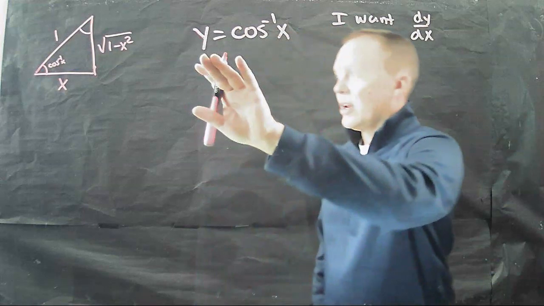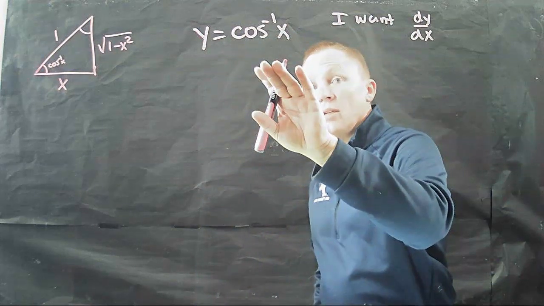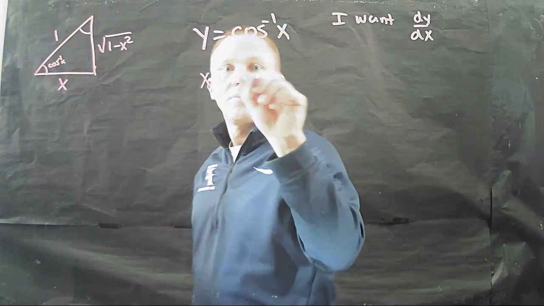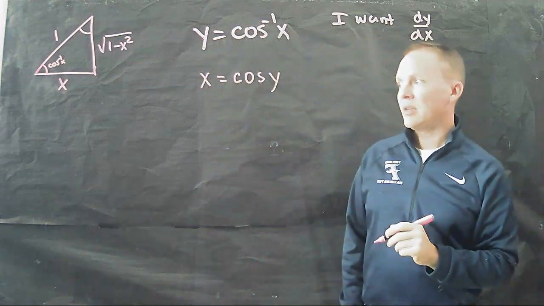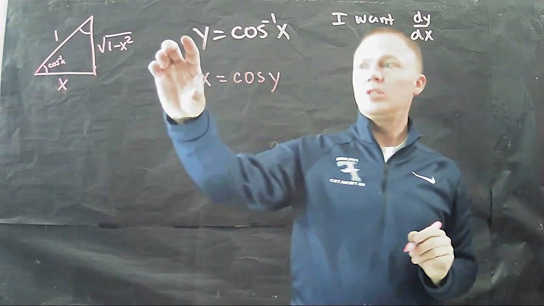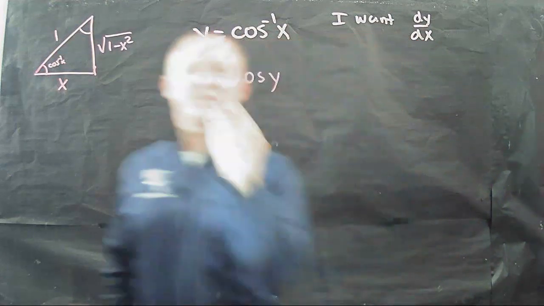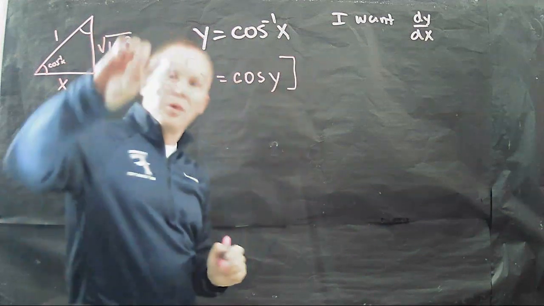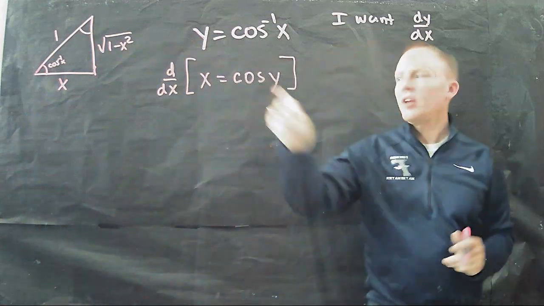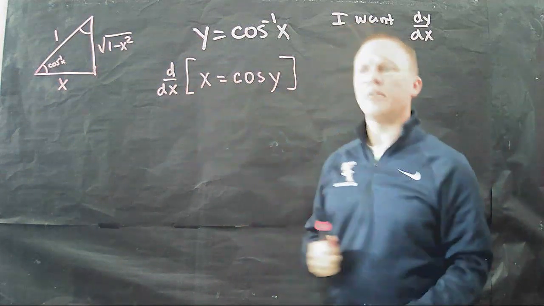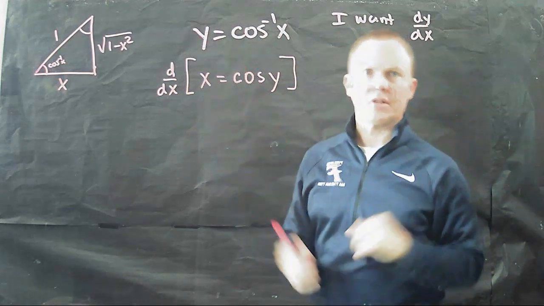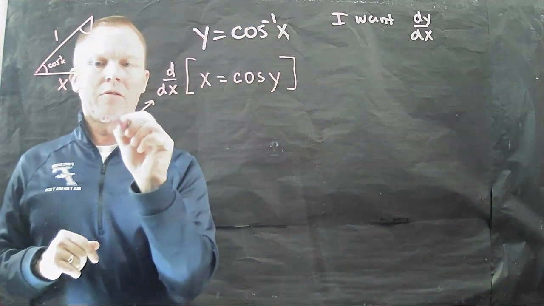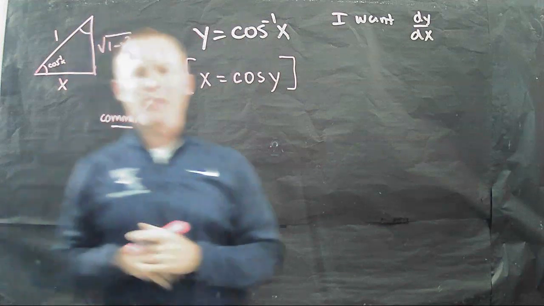So rewrite this statement right here so that we're telling the same story. How about x equals the cosine of y? These two statements are telling the same story. So now let's differentiate this with respect to x. Okay. Now when I put this d over dx here, you have to think of that like a command. Thou shalt take the derivative with respect to x of, and then whatever's inside the parentheses or the brackets. Technically, we call it an operator. It's like a command. Okay?